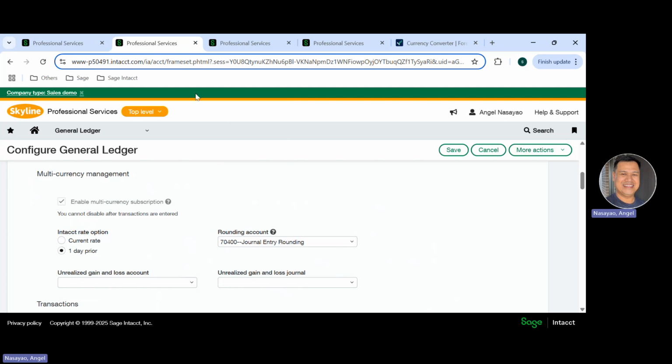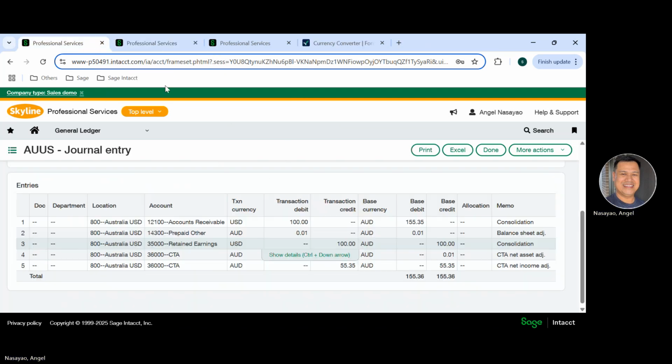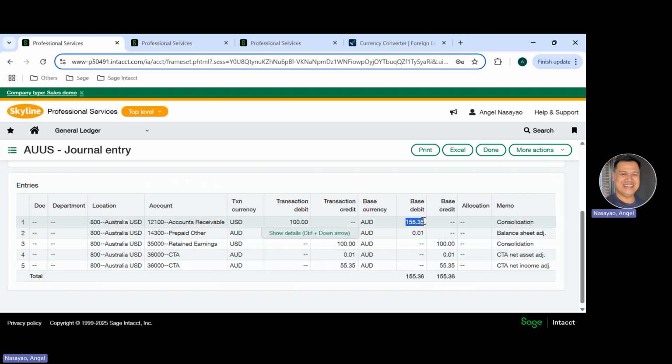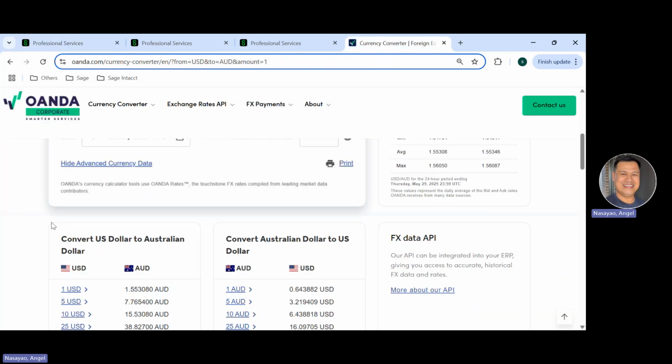All right, so let's go back to that one. So what did we come up with? From here, we know the exchange rate, right? So just for us to validate the exchange rate, the ending spot rate, what you can do is that I consolidated it for May. Since my preference is one day prior, I should be looking at the 30th of May as the rate.